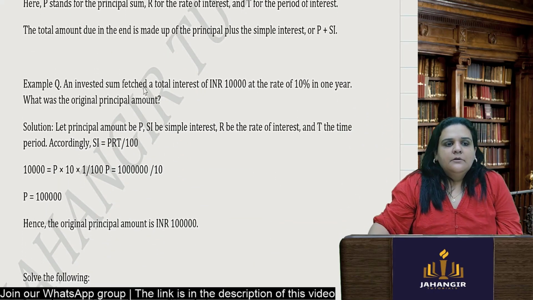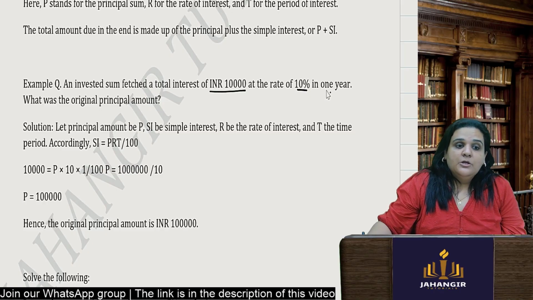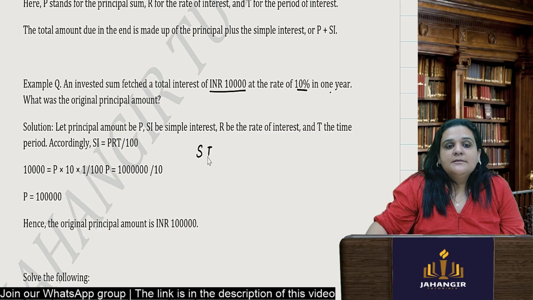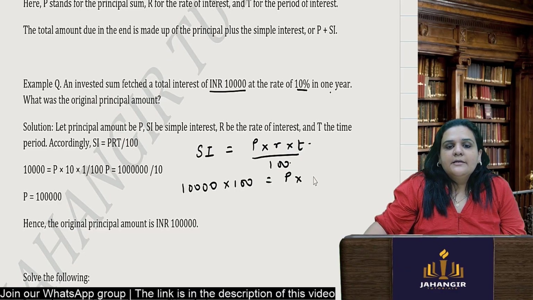We'll see the sum. An invested sum fetched a total interest of 10,000. The rate was 10% in 1 year. What is the principal amount? So basically they have given me the simple interest amount. Principal into R into T upon 100. Simple interest is 10,000. I am taking this 100 also up. Principal I don't know. Rate of interest is 10, and T is 1 year.